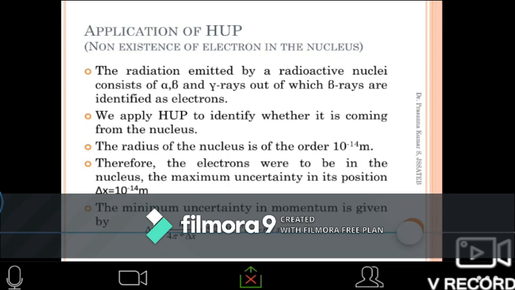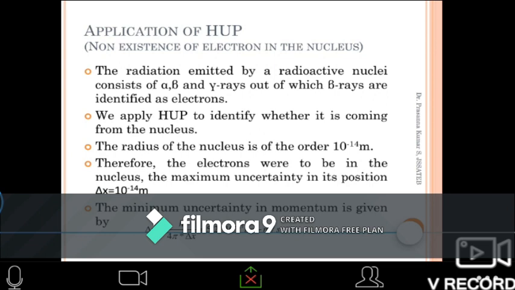We can show that the electron cannot be present inside the nucleus. Using the uncertainty principle, I can show that electrons cannot be present inside the nucleus. See, radioactive nuclei, radium or uranium, etc. Any radioactive nuclei emits alpha, beta, and gamma radiation, isn't it? A radioactive nuclei continuously emits alpha particles, beta particles, gamma rays.